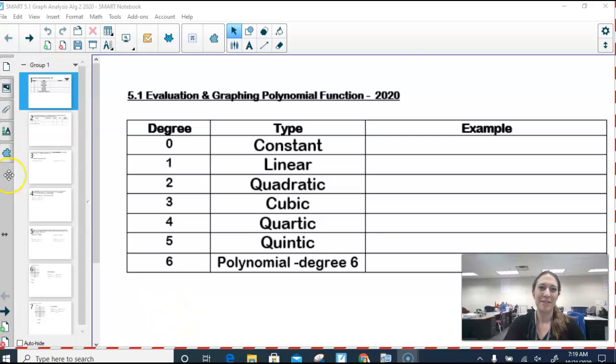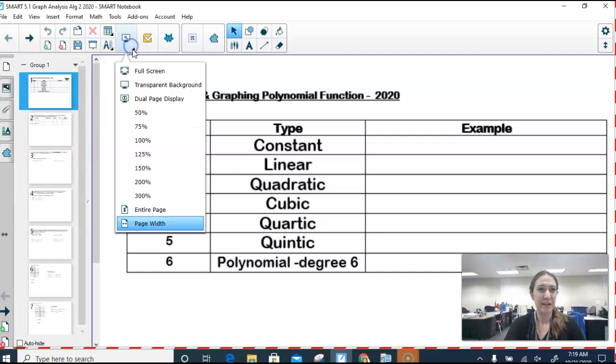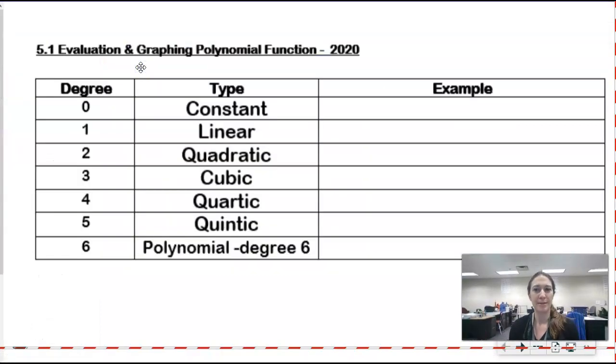Hey guys, this is our lesson. It's called 5.1 Evaluation and Graphing Polynomials. It's kind of a teaser lesson to another upcoming lesson that we'll do later on in the chapter. But let's just get some basic vocab under our belts for this one.